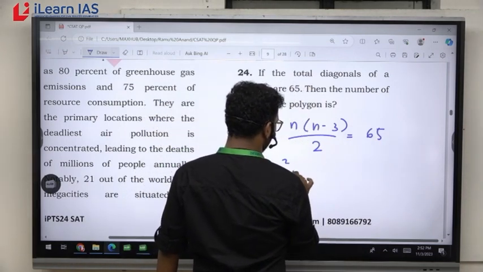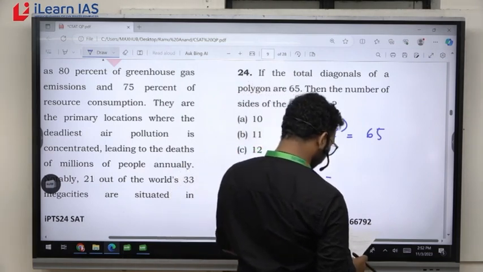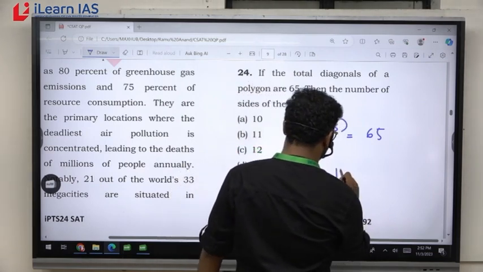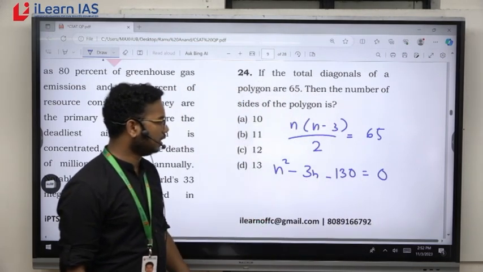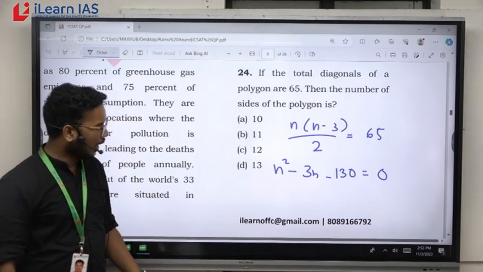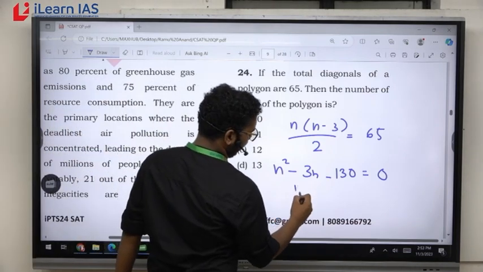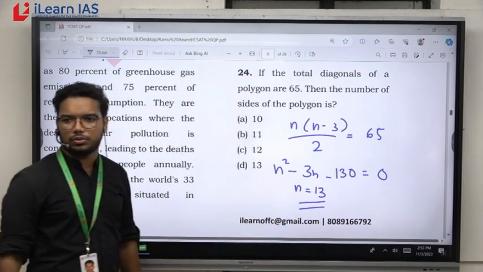n square minus 3n equals 130. So n square minus 3n minus 130 equal to 0, and n will be equal to 13.